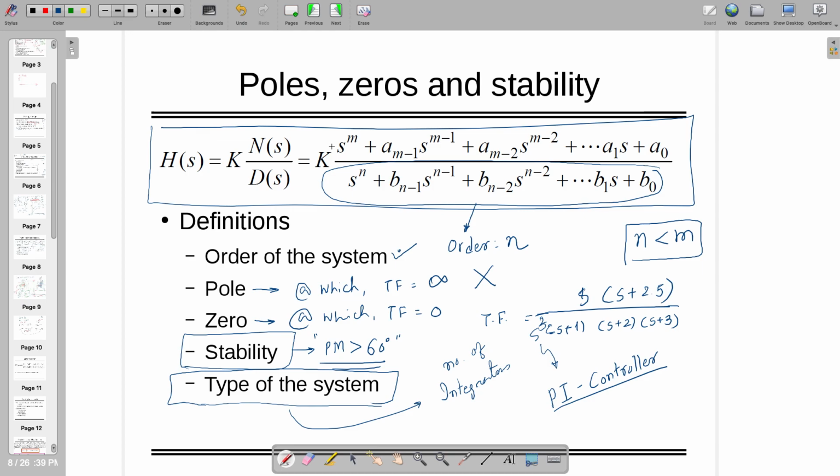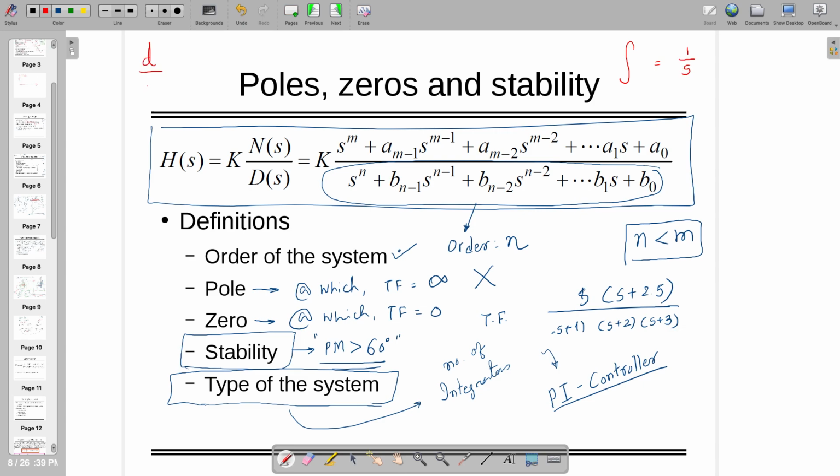Can you explain again this thing? Type means number of integrators. So here in the denominator, in Laplace you should have studied that integration is equivalent to 1 by s, right?